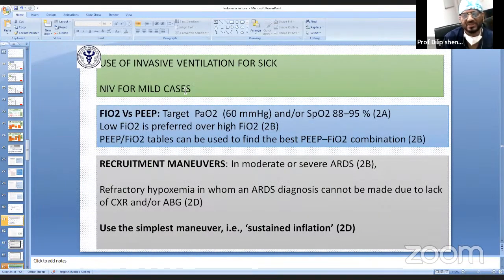Use of invasive ventilation for severe and NIV for mild cases. If I would assess, the target PaO2 is 60 millimeters of mercury and SpO2 of 88 to 95, this is the level of evidence. Low FiO2 is preferred over high FiO2. PEEP FiO2 tables can be used. Recruitment maneuvers in moderate to severe ARDS. Refractory hypoxemia and ARDS diagnosis cannot be made with lack of CXR and ABG. In the simplest manner, that is sustained inflation.